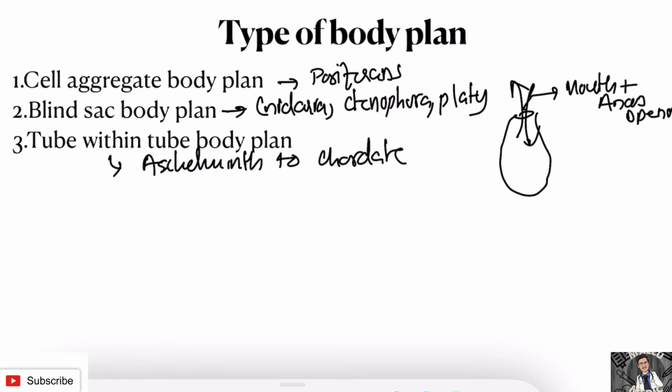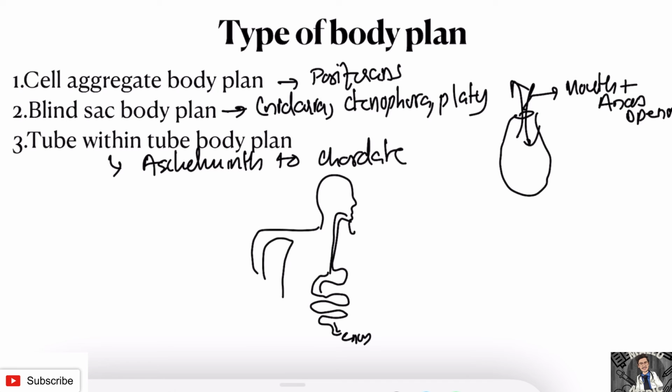In the human body, suppose this is the head of a person. From the mouth we have the digestive system, right? Then we have the stomach, then the coils of the small intestine, then it opens into the anus. So this is a tube. And then you also have the body of the person. Sorry for my drawing, but see, this is a tube and this is another tube. So here we have a tube within a tube body plan. I hope you are getting the concepts.